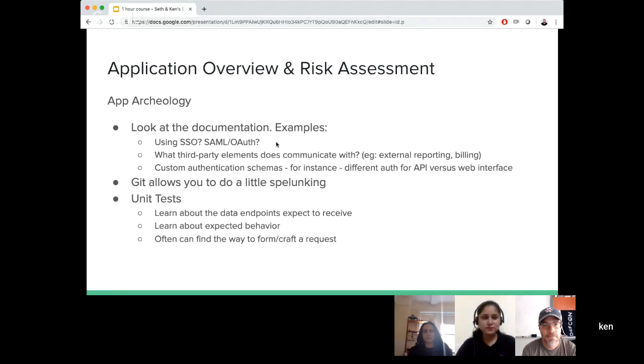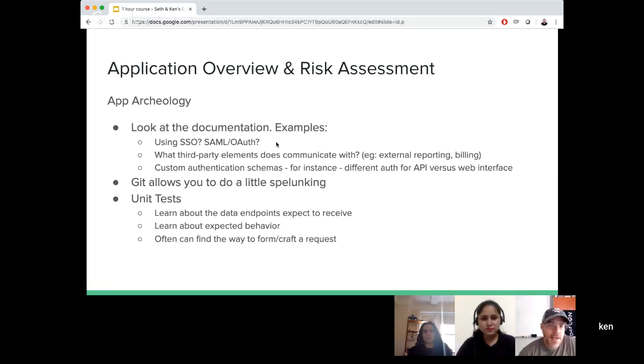And you can also look at things like unit tests. And unit tests are my favorite. Seth and I talk about this because unit tests are amazing for understanding the expectations around how the application will behave, what endpoints are going to be hit, what kind of data is going to be sent to those endpoints. So unit tests are a great way to kind of cheat the system and get an idea of how this application is actually going to, from a granular level, take data and how it should react to taking that data.